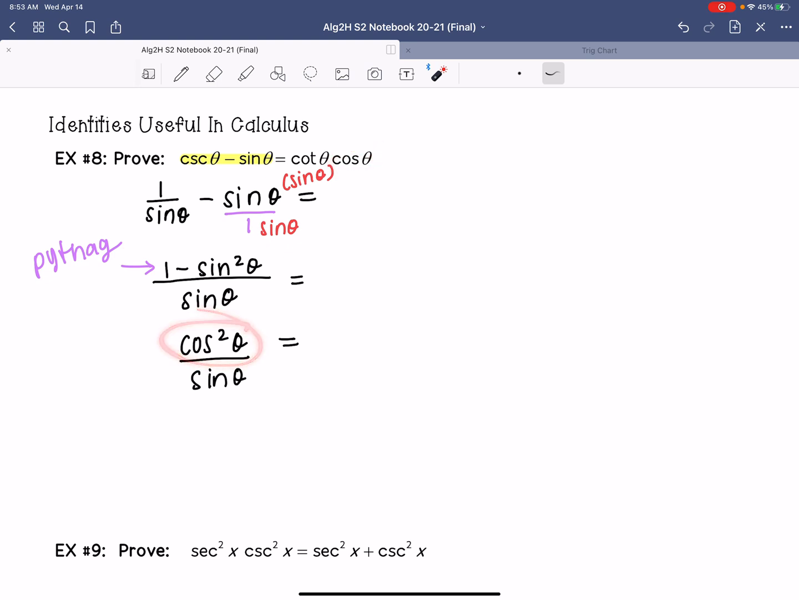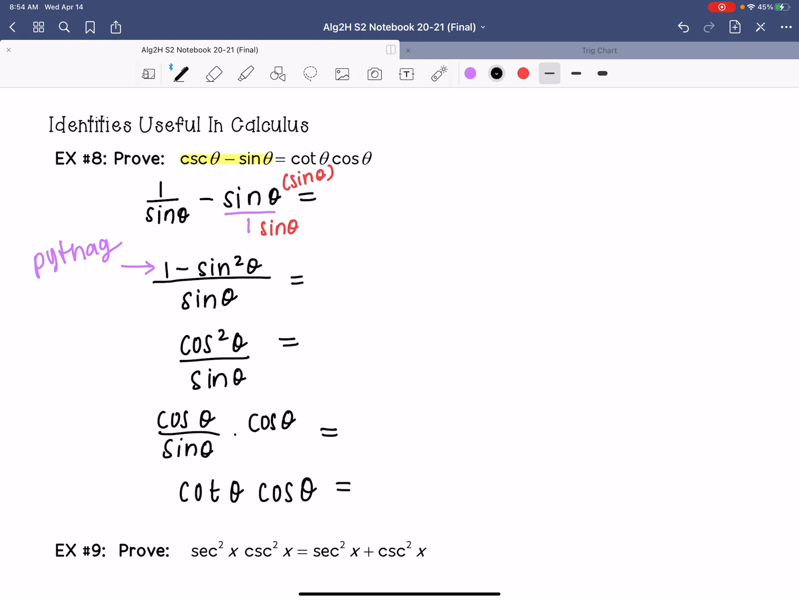So I'm going to split this. I'm going to write this as cosine of theta over sine of theta times cosine of theta. This is the exact same because if I multiply this back together, I get cosine squared theta over sine theta. And now we know cosine over sine, due to the quotient identity, is cotangent. So cotangent theta times cosine theta is equal to cotangent theta times cosine theta. And we proved it.